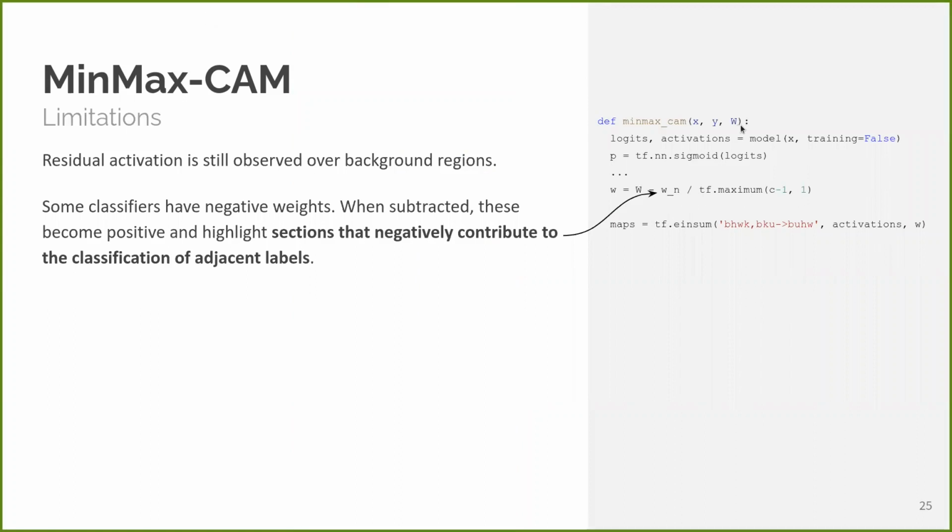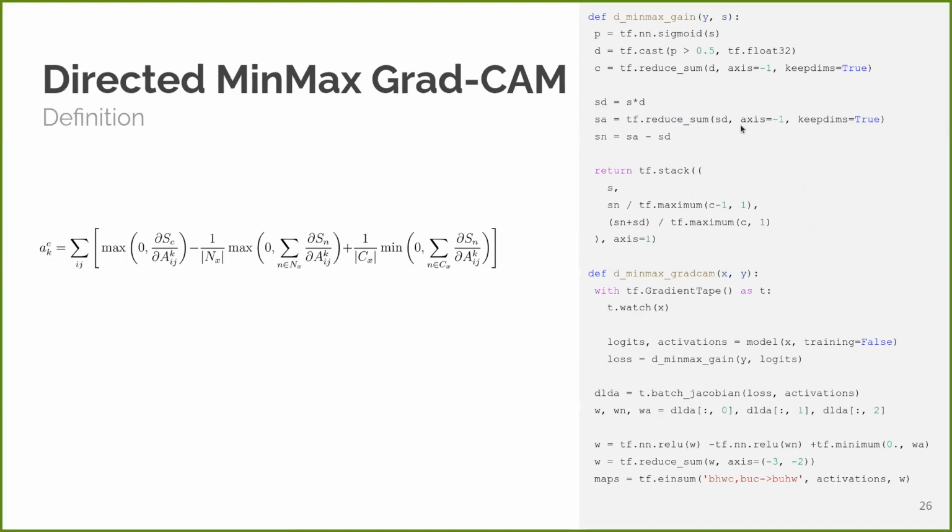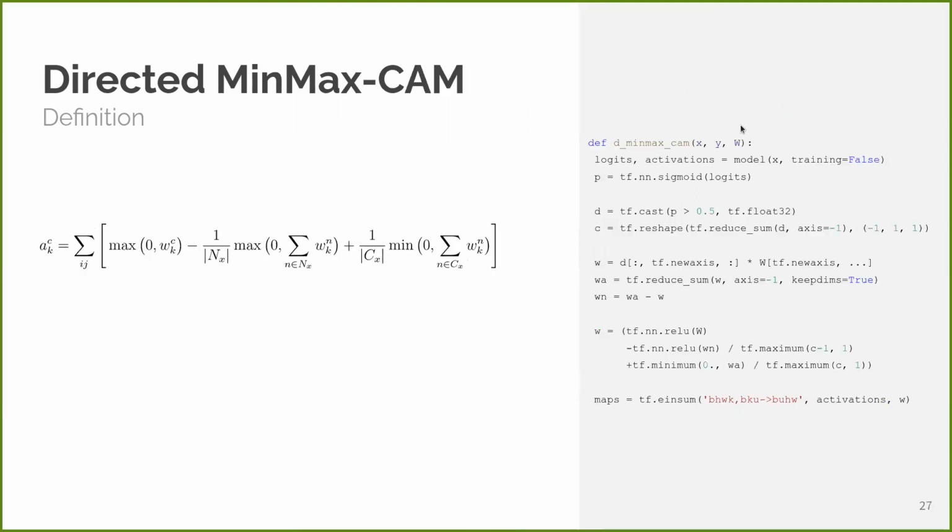When they're subtracted, they become positive and highlight sections that negatively contribute to the classification of adjacent labels. In order to circumvent this artifact, we decided to decompose the min-max equation in three components: the positive contribution towards the label of interest, the positive contribution towards the adjacent labels, and the overall negative contributions, which oftentimes coincide with background regions in our tests. Of course, we can trivially reduce it to the CAM form.